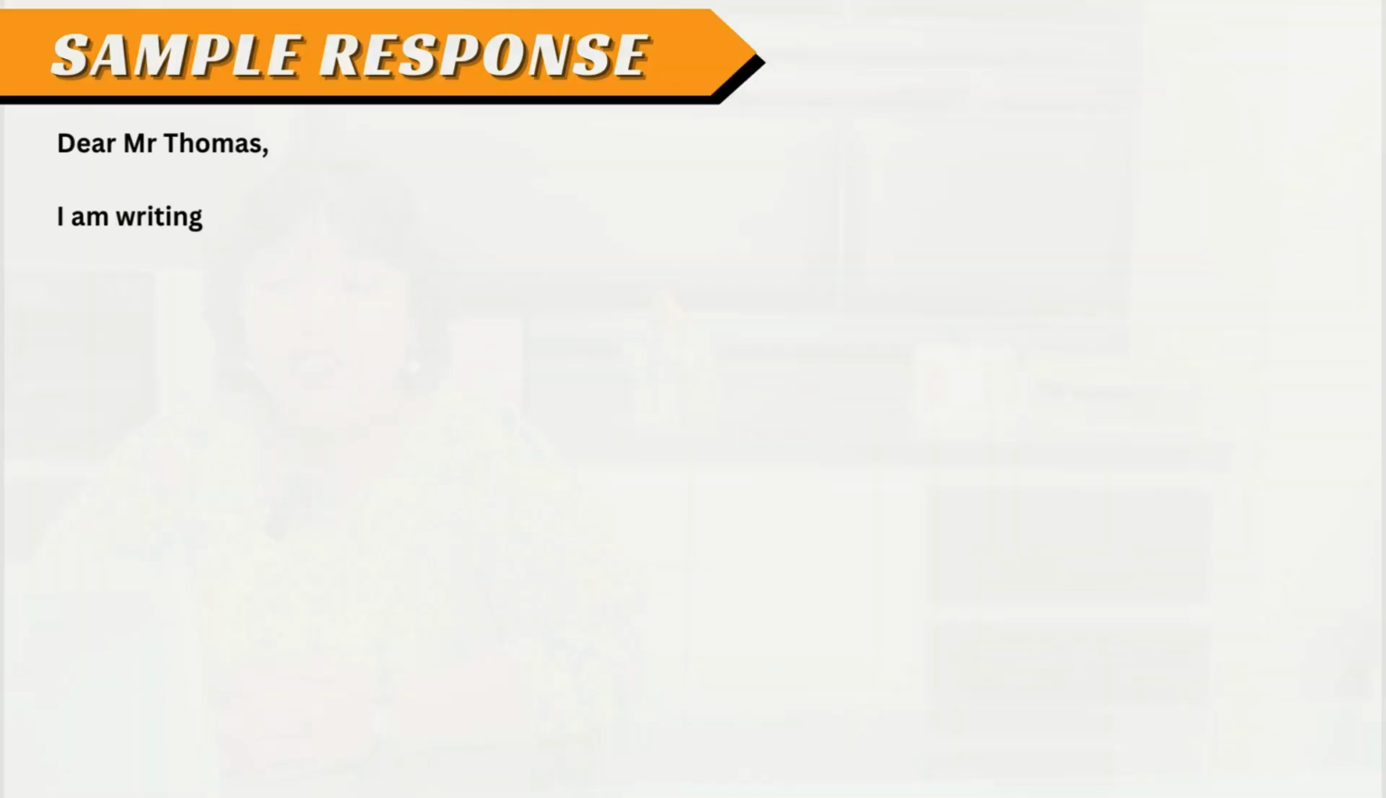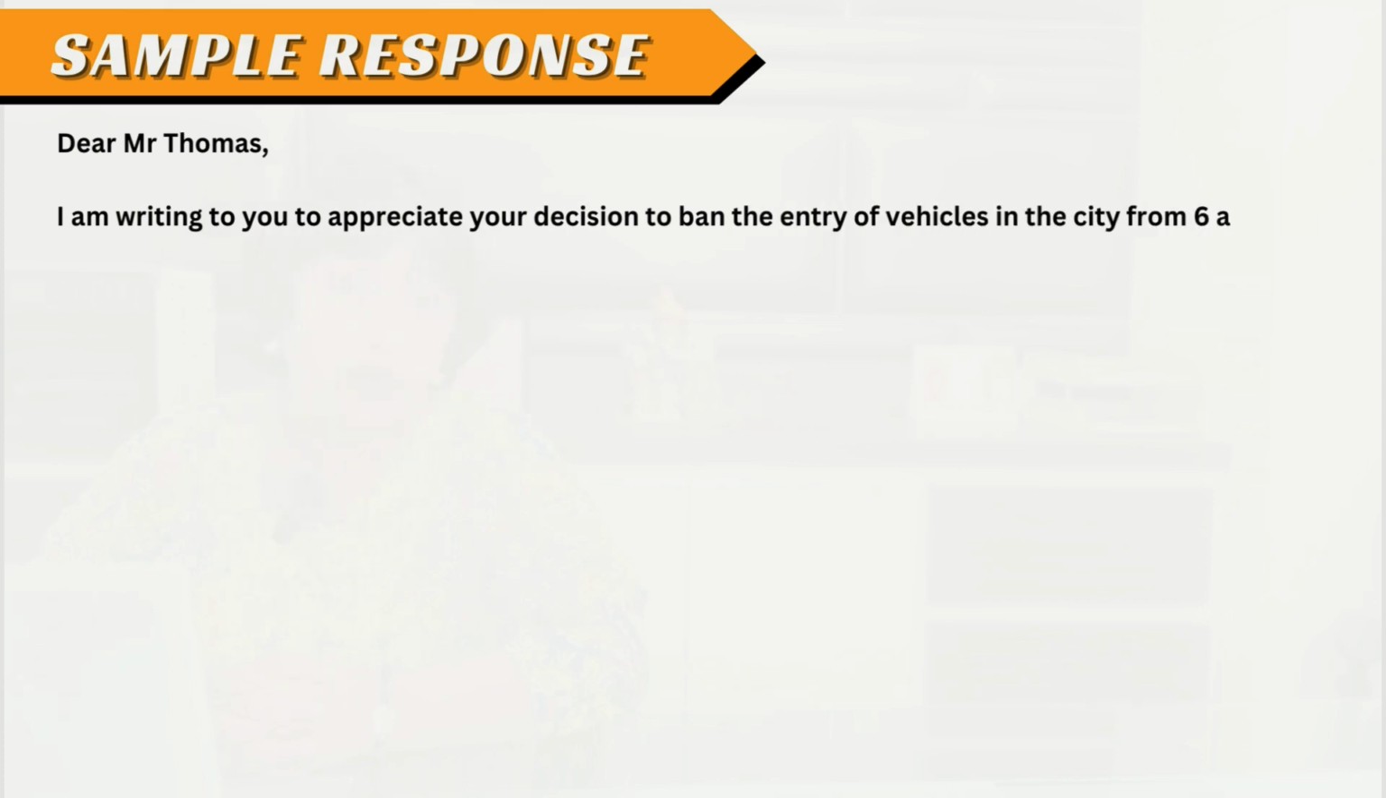So the first para reads, Dear Mr. Thomas, I am writing to you to appreciate your decision to ban the entry of vehicles in the city from 6 a.m. to 10 a.m. on weekends. Now if you see closely, I have simply picked up the entire sentence, ban the entry of vehicles in the city from 6 a.m. to 10 a.m. on weekends, from my prompt. You can either type this or you can use the cut, copy, paste buttons and just paste it in your response. And then I've written one more line. This decision will have multiple benefits. So with this, my salutation is complete. My first paragraph is complete.